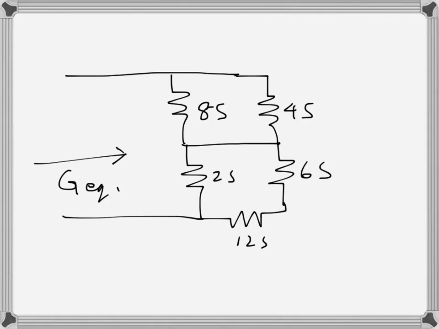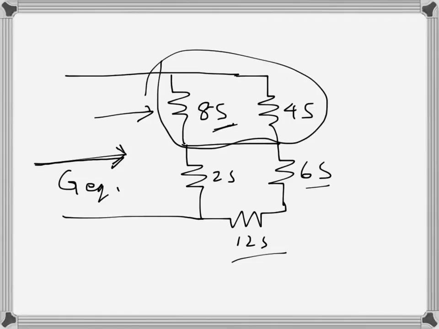Here I have to find the equivalent conductance, GEQ. Looking at the units, we know that these are actually conductances. So this is 8S, 4S, 2S, 6S and 12S. We need to find the equivalent conductance, so we will treat them as conductances and apply the formulas. Here this one is two parallel conductances, so the equivalent will be just addition.